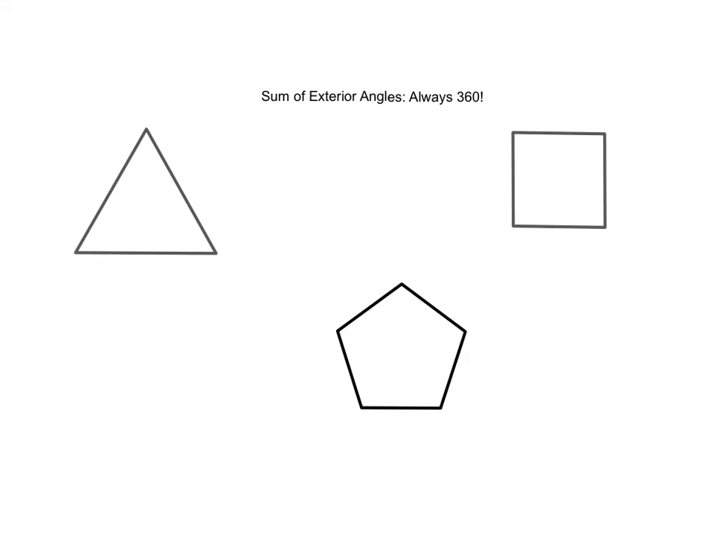All right, so let's talk about exterior angles now. Well, in a regular triangle, if we were to extend our sides out, like so, we know that each of these is a measurement of 120 degrees. 120 times 3 is 360.